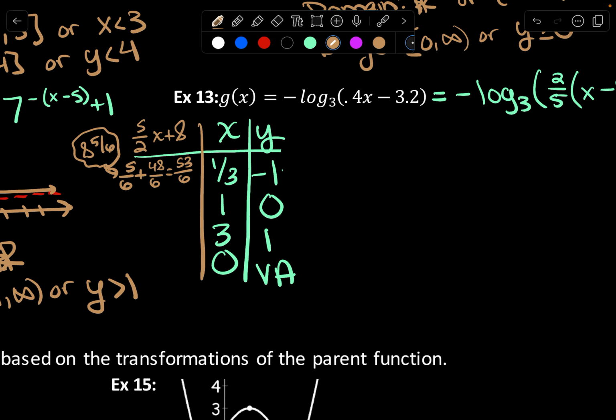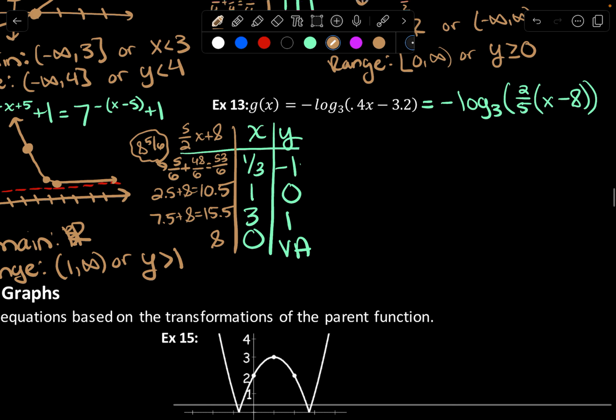If we plug in 1, we get 2.5 plus 8, which is 10.5. So the decimals are easier for that one. If we plug in 3, it's 2.5 times 3. So we'll have 6 plus 1.5. So that'll be 7.5. So 7.5 plus 8 is going to be 15.5. And if we plug in 0, we get 8. Okay. So the lowest x value is 8, which is our vertical asymptote.